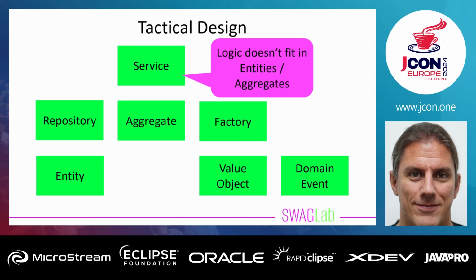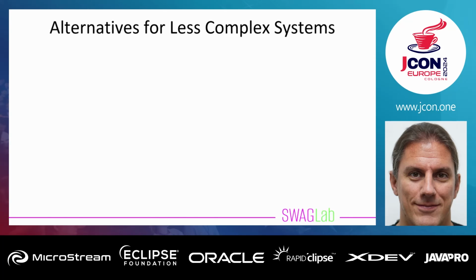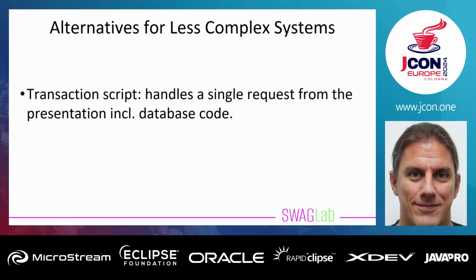I want to point out that there are alternatives, in particular for less complex systems. The reason why I want to say this is because if you make some architectural decisions, like in this case use strategic design, then you should be aware of what you're not doing, the other options that you could have taken. And one option is transaction script.